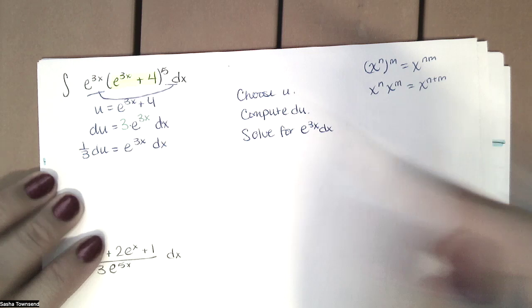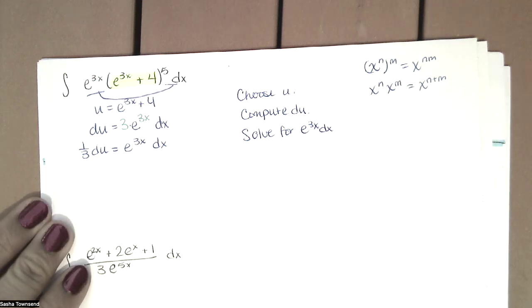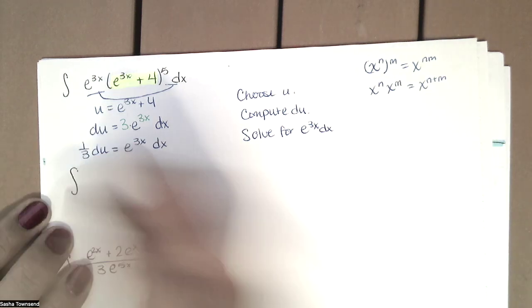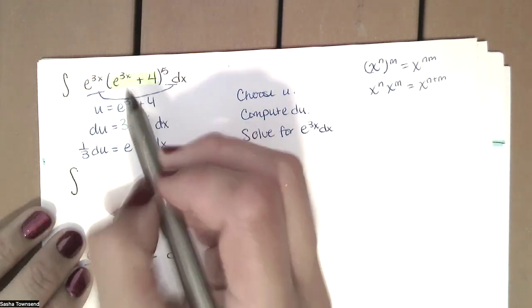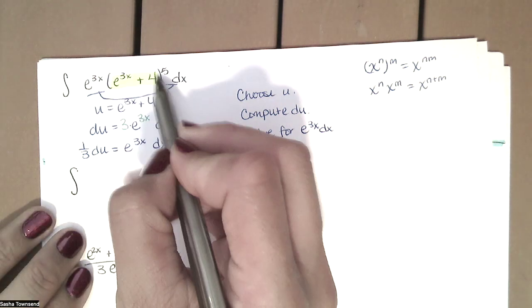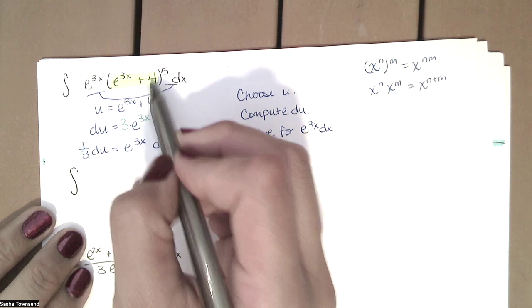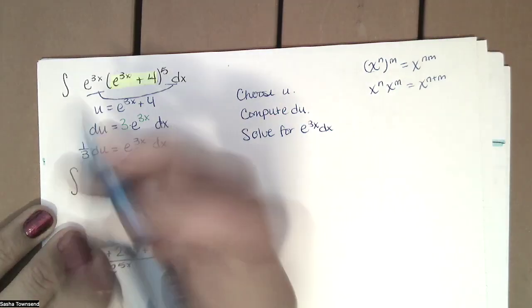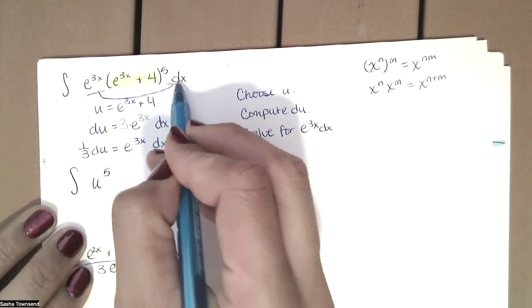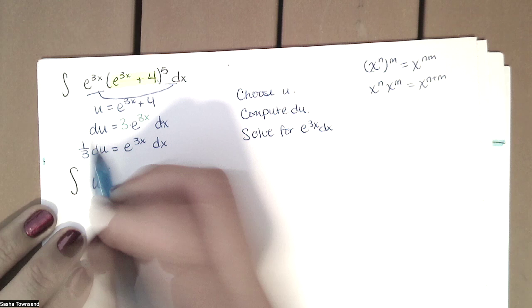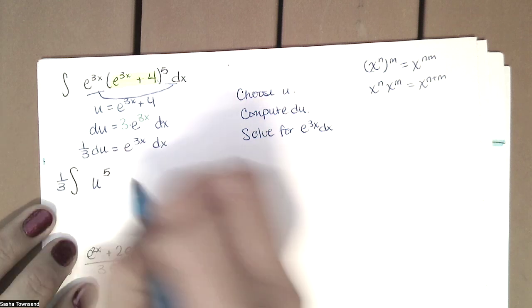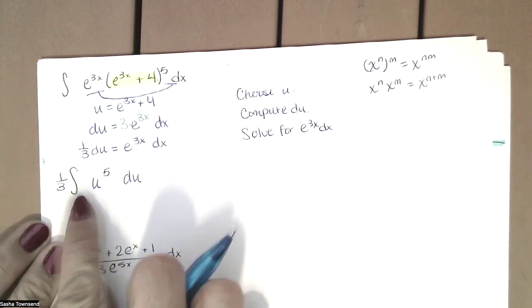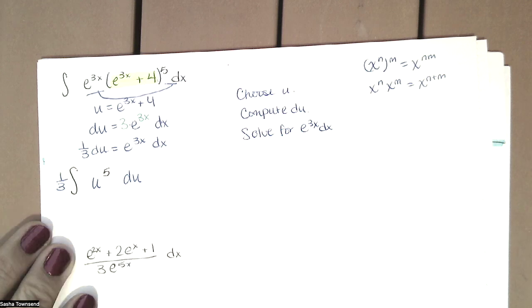And then we want to write the integral entirely in terms of u. So we say, okay, I'm literally replacing things. So this is literally a u. That's what u is. So I'm going to have a u to the 5th there. And this e to the 3x dx is 1/3 of du. So we put a 1/3 on the far left and a du on the right. And we say, do I have a basic rule for that? And we do. It's just a power rule.